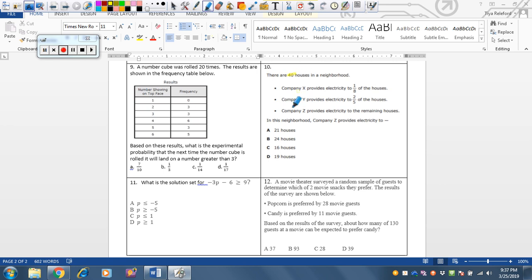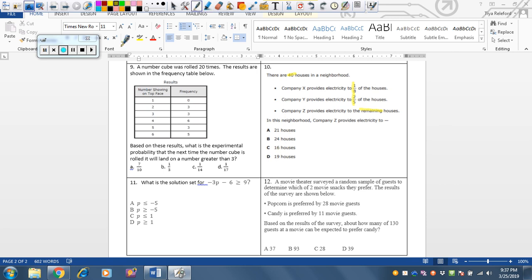Number 10 says there are 40 houses in the neighborhood. Company X provides the electricity to 1/8 of the houses. Company Y provides the electricity to 2/5 of the houses. And Company Z provides the electricity to the remaining houses. Remaining usually means subtraction, guys. In this neighborhood, Company Z provides electricity to, we need to find out how many houses.